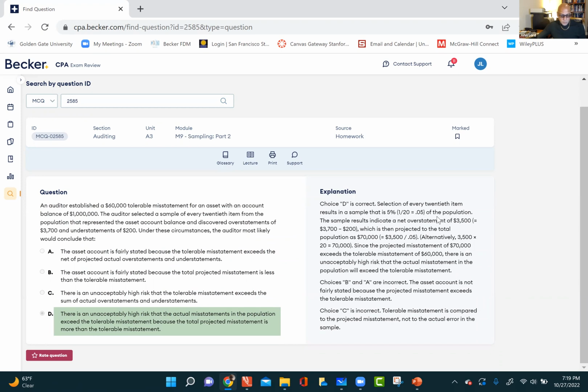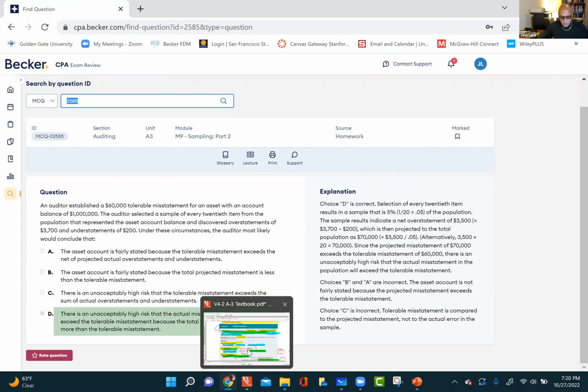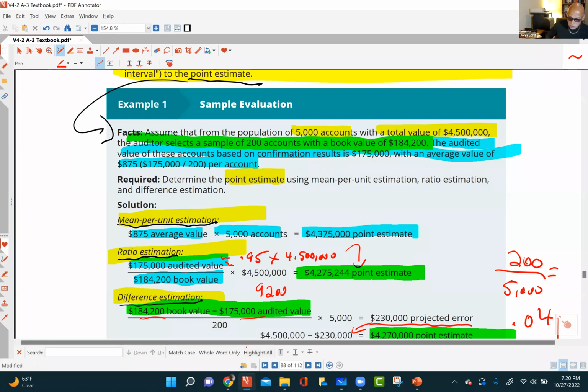Question? Okay, good. The question number that gives you a little better look at how you would use difference estimation is 2585. 2585 is the multiple choice question that you should be looking at for difference estimation.